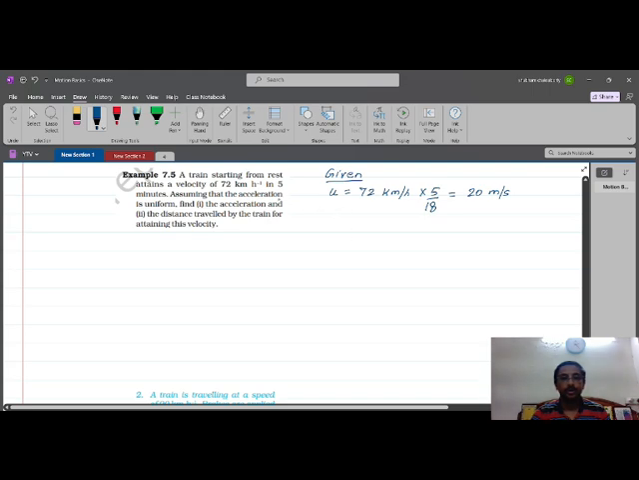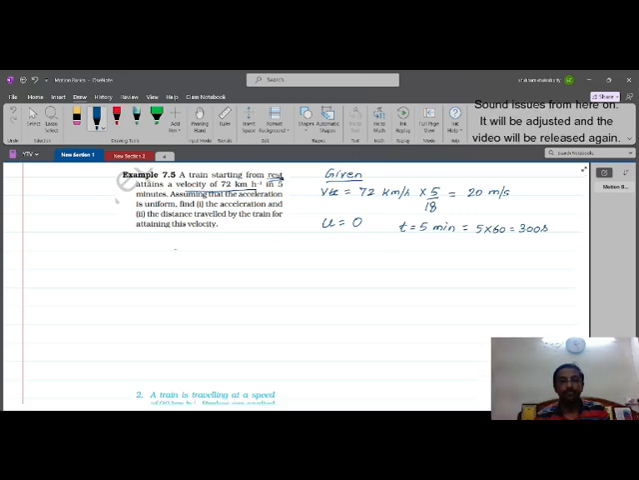So a train starts from rest. Oh, my bad. This is the final velocity. Attains a velocity of 72. So it is the final velocity. Because it starts from rest, the initial velocity is 0. And it does it in 5 minutes. The time taken is 5 minutes. I hope you remember what is 5 minutes. We will convert it into SI units. So 5 multiplied by 60 gives us 300 seconds.